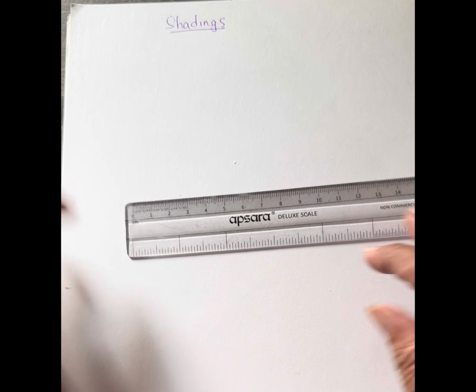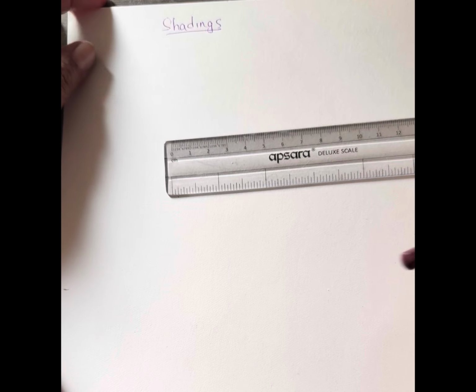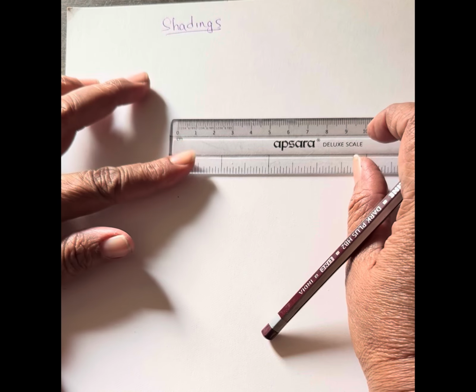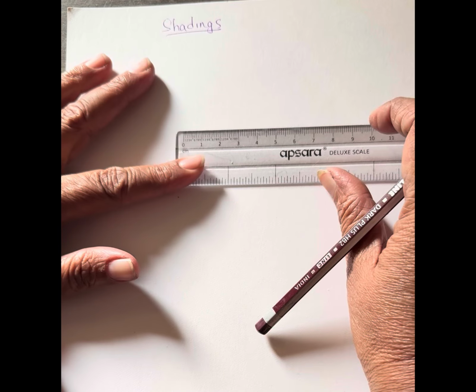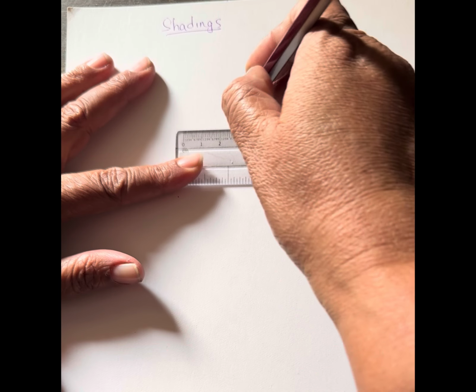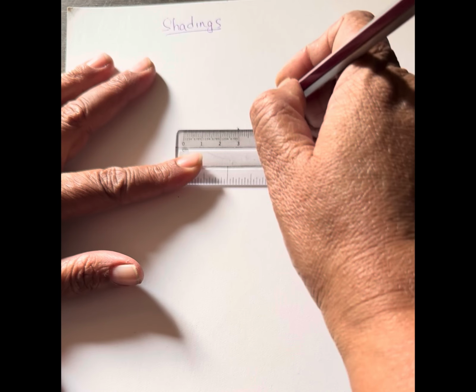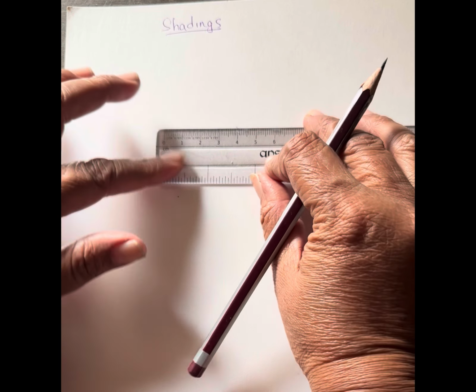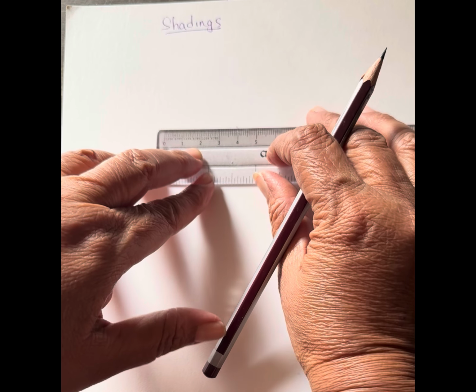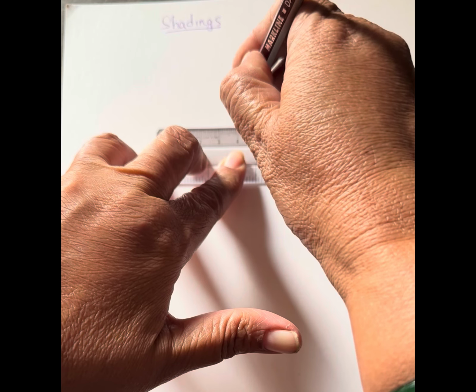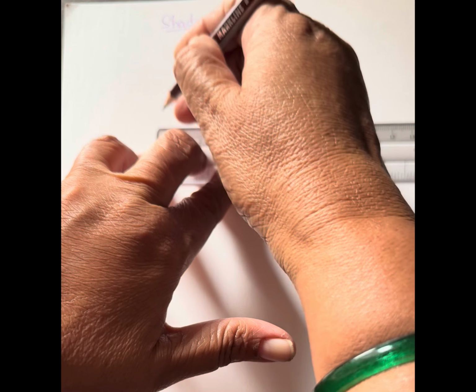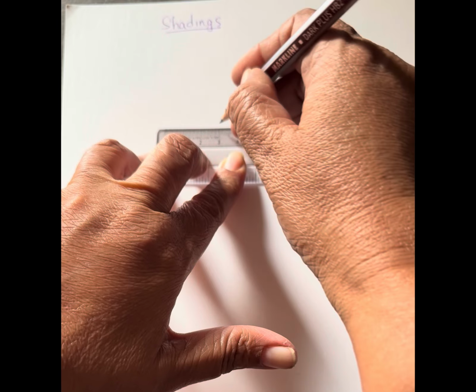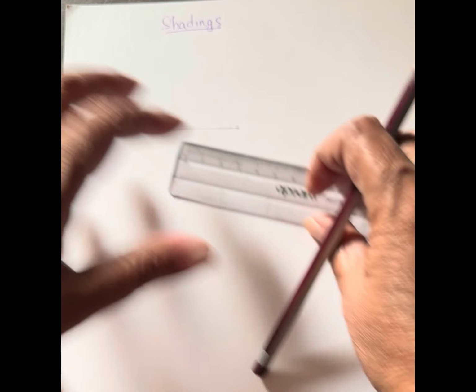To draw the shadings, first let us draw a square of 4 by 4. Now why am I taking 4 by 4? Because then it is divided into 16 squares. So that is better if we take a 4 by 4 or 8 by 8 square, so that it is easily divided into equal squares.